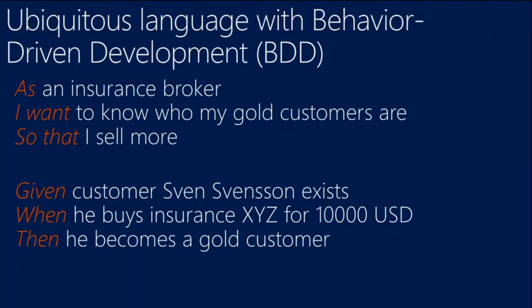And then I'm using the given, when, then syntax. Given customer Sven Svensson exists, when he buys insurance XYZ for 10,000 USD, then he becomes a gold customer. So I'm setting up a situation here with given, then something happens, and then I'm checking my outcome. A very, again, low-tech syntax. And this little syntax here works most often very well together with the domain experts. We have no barrier here at all.